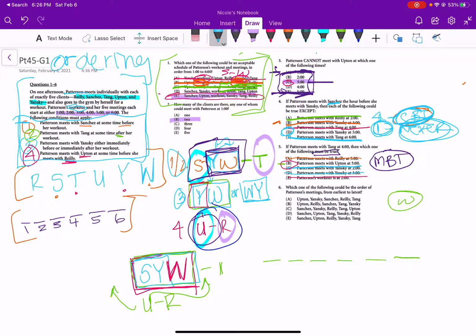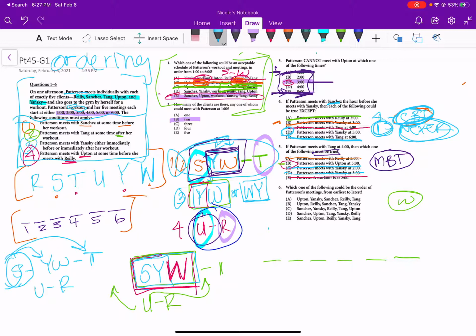So 1, meets with S. Oh, that one doesn't matter because it's for her own workout. So 2. So I'm actually not going to go through these rules because they all concern her workout, and I'm really going to pay attention to what we drew right here, which is S, and then Y, and then her workout, and then T, and U and R. So what I'm going to pay attention to is I need to find something that has S before Y and S before T. So if it doesn't have it before both of those, I'm going to cross it off.